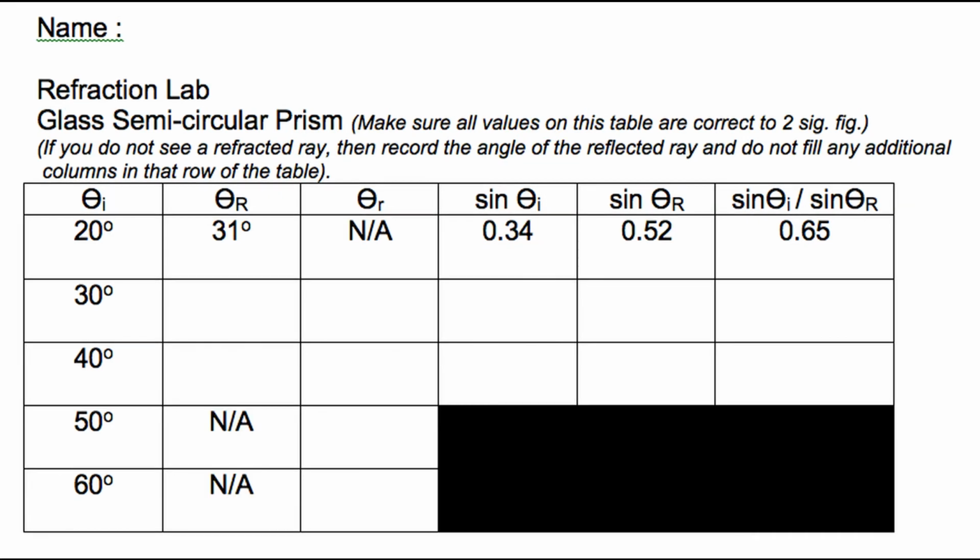Now you can use the overlay of the protractor on our lab results to fill out the rows for the angle of incidence of 30 degrees and 40 degrees. Remember, for 50 and 60 degrees we got total internal reflection, so you only need to write down the angle of reflection, and the remaining calculations you don't have to do. Once you've completed the table, then you can answer the questions associated with this lab and submit the lab.